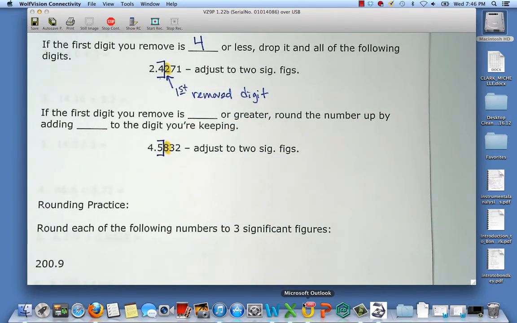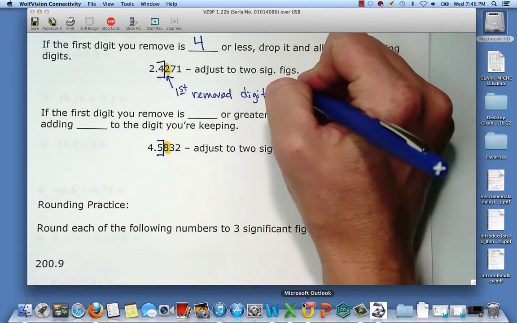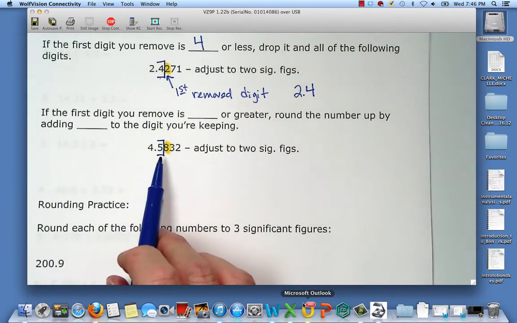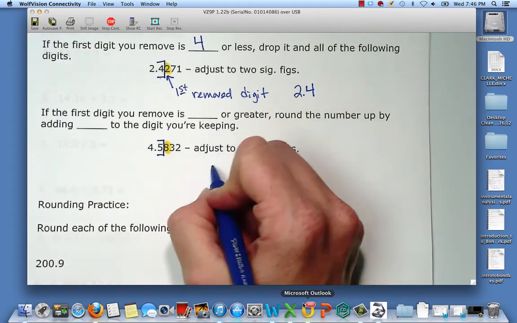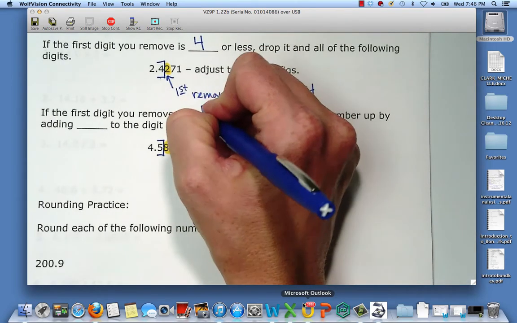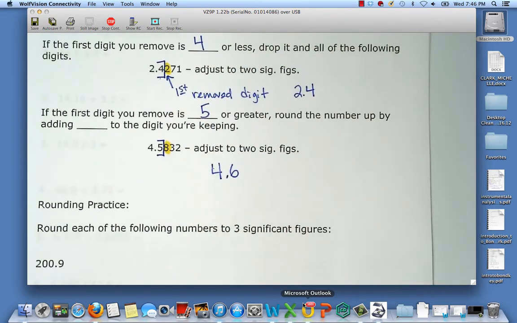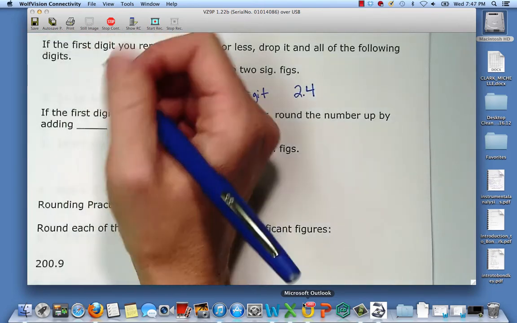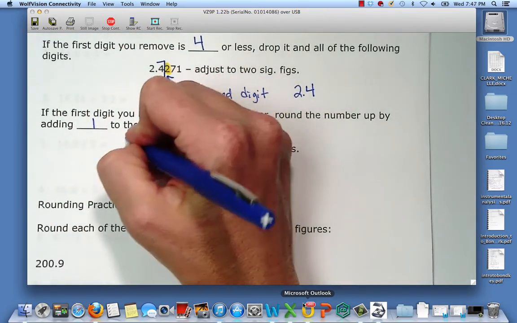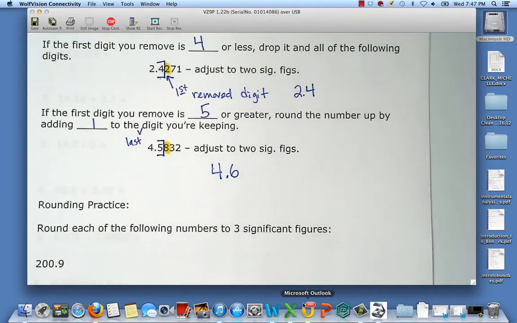So I want to adjust this to 2 sig figs. So this one up here would just be 2.4. What would this one be? 4.6. Yes. So if the first digit you remove is 5 or greater, round the number up by adding 1 to the digit you're keeping. And I'll say to the last digit you're keeping.